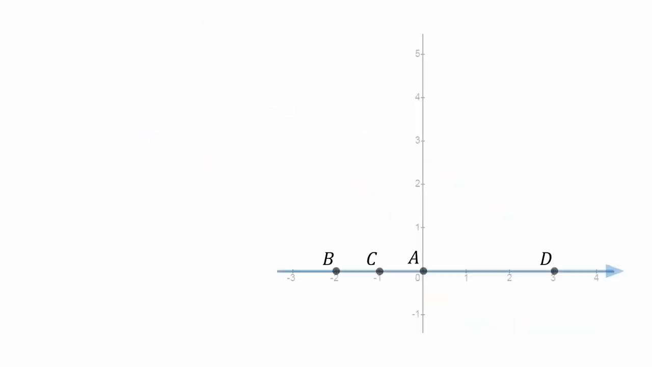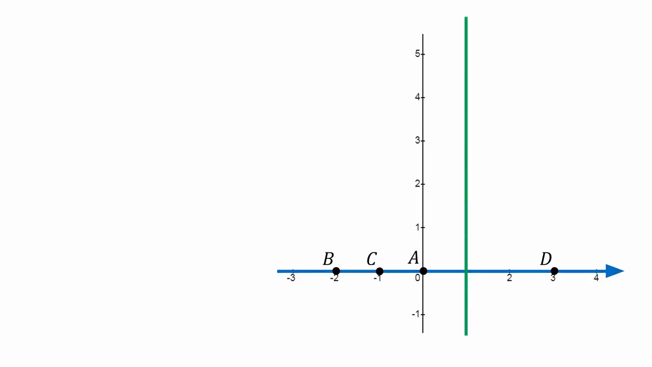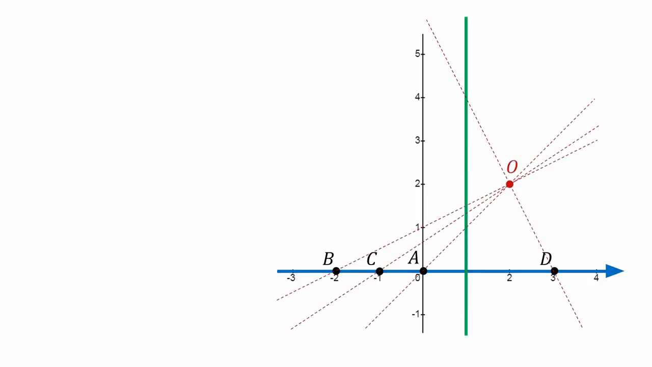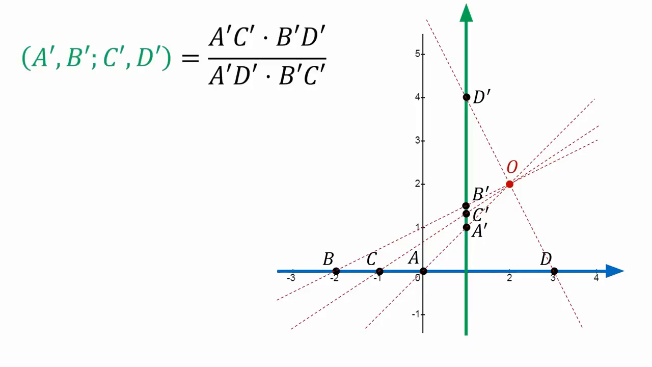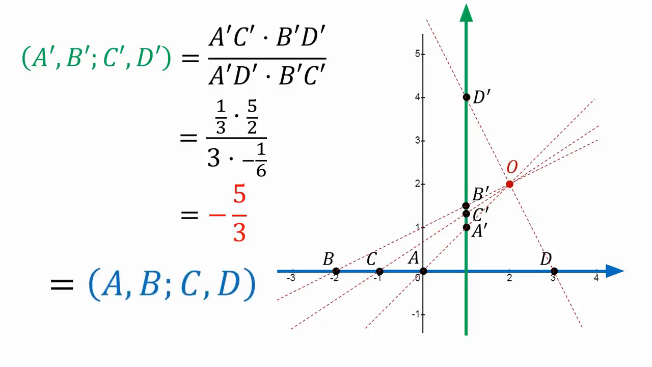To see what I mean, let's take our 4 points from earlier and project them onto the vertical line x equals 1, using (2, 2) as our center of perspectivity. Then the images of our points are A' at (1, 1), B' at (1, 3/2), C' at (1, 4/3), and D' at (1, 4). Then, if we assign an orientation to the line and calculate the cross ratio using this new set of points, maintaining the same order, we end up with the exact same result as before, -5/3. Thus, the cross ratio has been preserved.